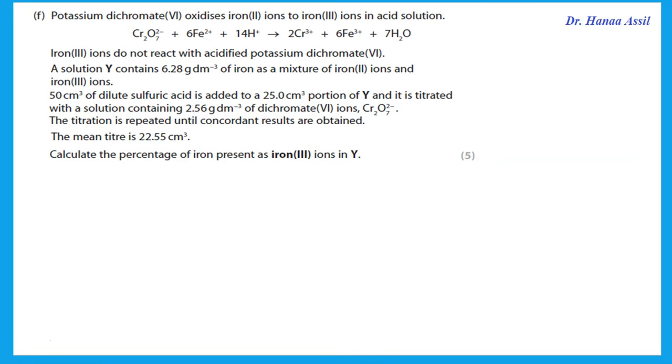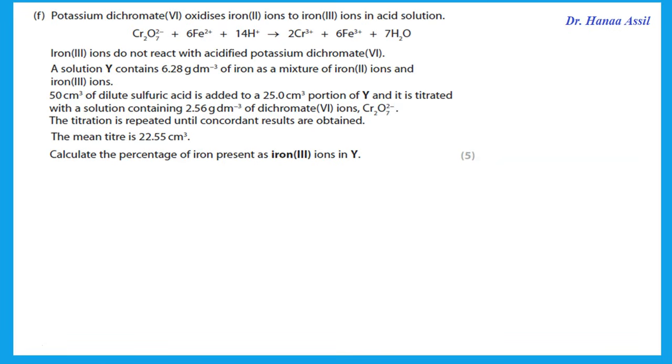Potassium dichromate oxidizes iron 2 ions to iron 3. Iron 3 ions do not react with acidified potassium dichromate. A solution Y contains this amount of iron as a mixture of iron 2 and iron 3.